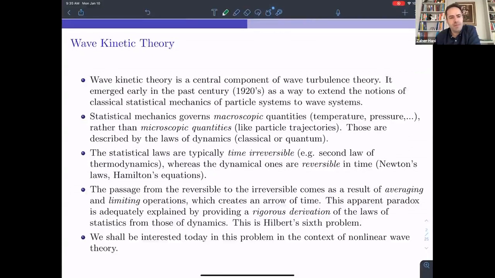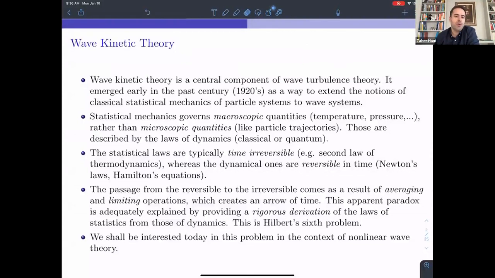So this theory of wave turbulence, or wave kinetic theory, emerged early in the past century, in the 1920s, as a way to extend some notions of classical statistical mechanics of particle systems to wave systems. As everybody in this room knows, statistical mechanics governs macroscopic quantities like temperature and pressure, whereas microscopic quantities like particle trajectories are governed by the laws of dynamics. These could be classical or non-classical, like quantum, for example.